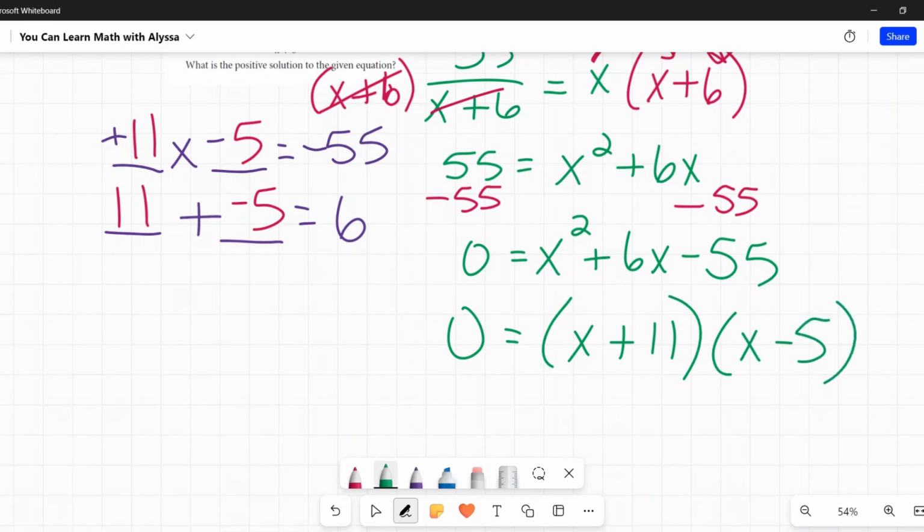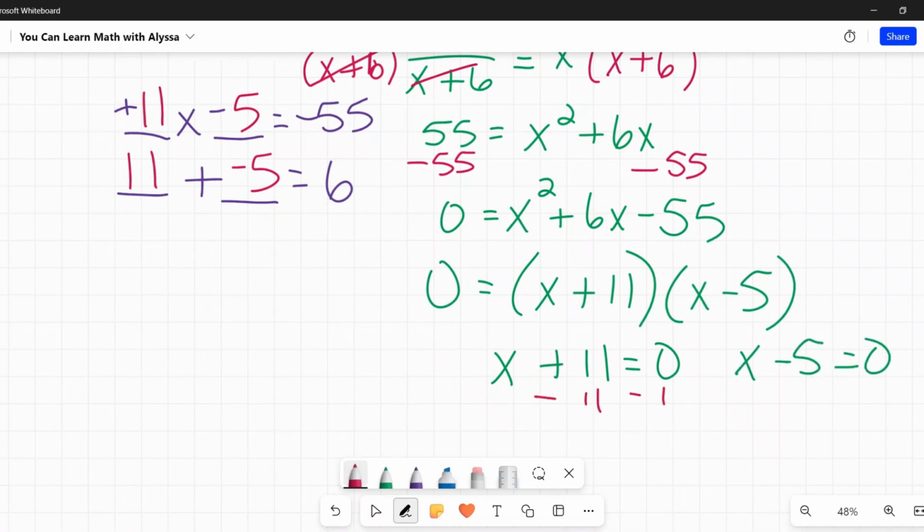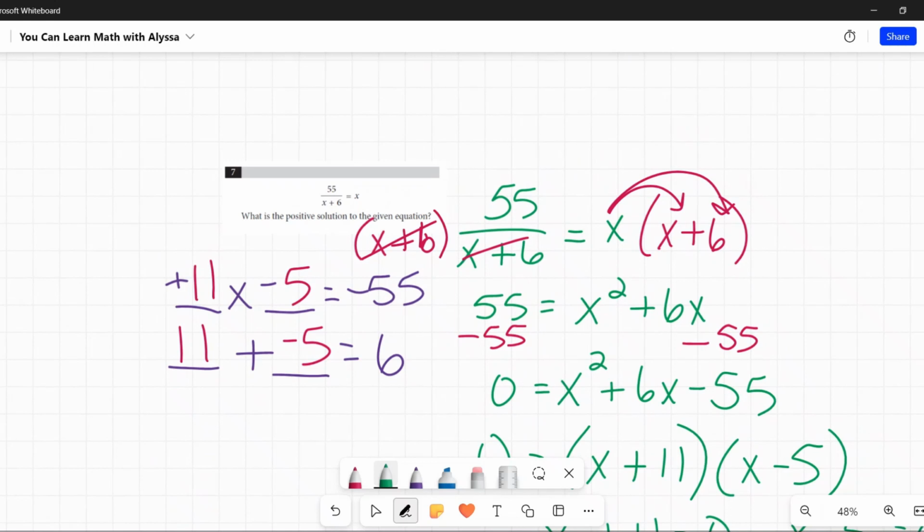Now to solve this, I want to set each of these separately equal to 0. First, x plus 11 equals 0, then x minus 5 equals 0. So over here, I need to subtract 11 from both sides to solve, and I get x equals negative 11. Over here, I need to add 5 to both sides to solve. I'm left with x equals 5. So my answer is x equals negative 11 and x equals 5. But be careful because it says what is the positive solution to that equation. So all they want is that 5.